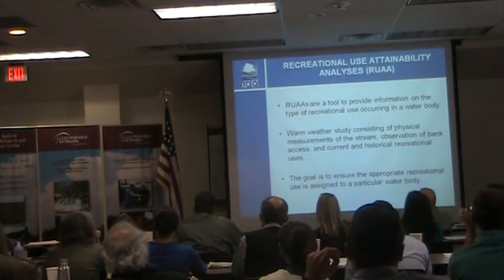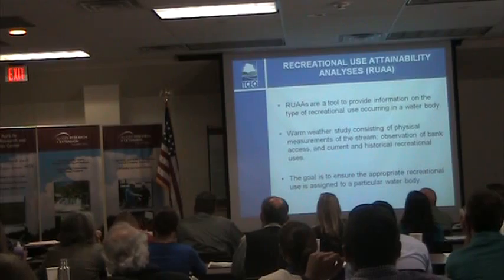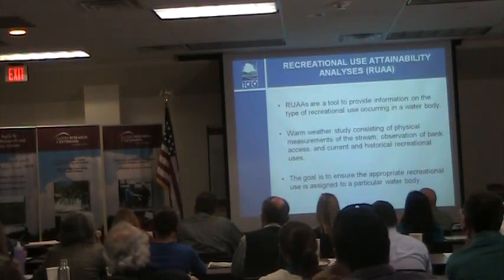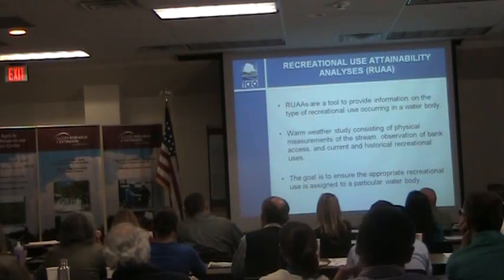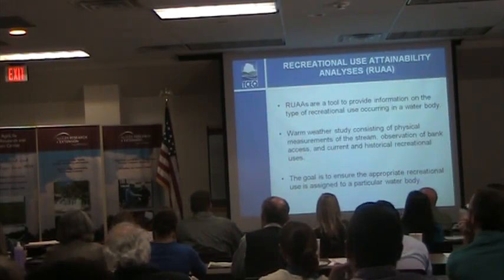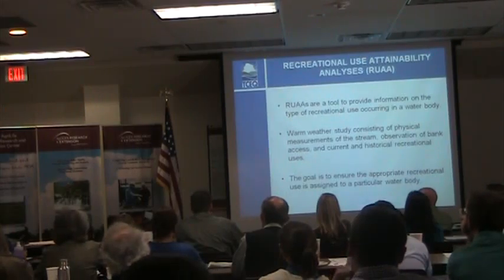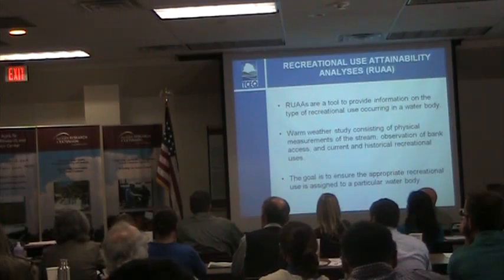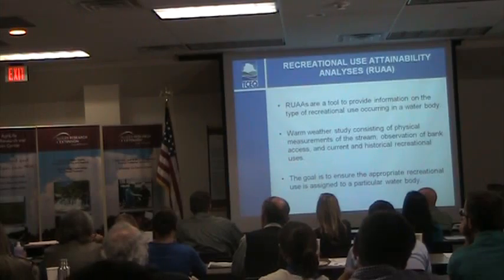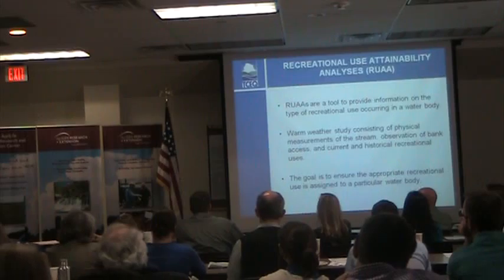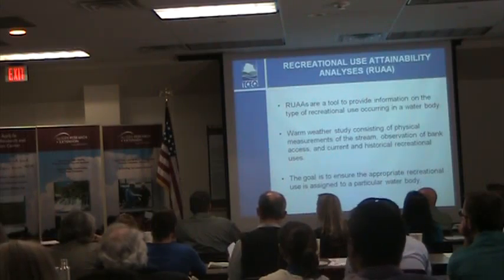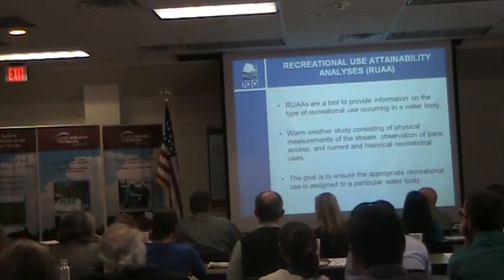For these specific types of UAAs, RUAs, we're looking for the type of recreational use that occurs on a water body. You're probably wondering, why are you looking at the recreational use? Well, recreational use determines the bacteria criteria. We have several tiers of criteria for bacteria now, where in the past you probably know that we only had two. We expanded those in 2010, and so we do these studies to make sure that we've got the appropriate criteria set for recreation on that stream.